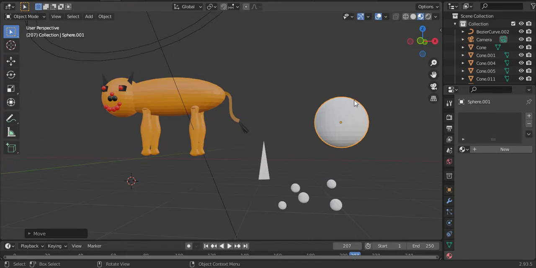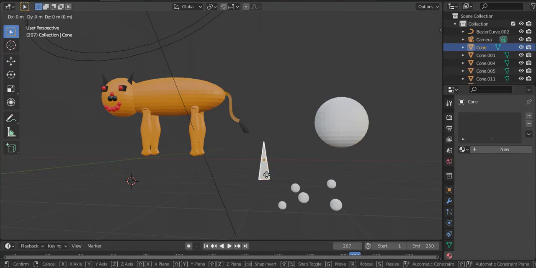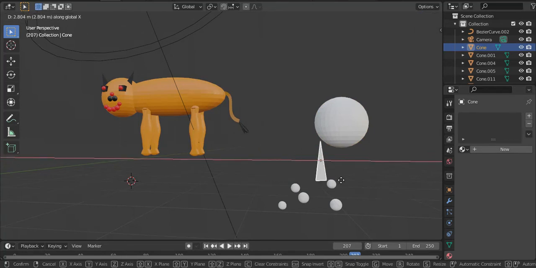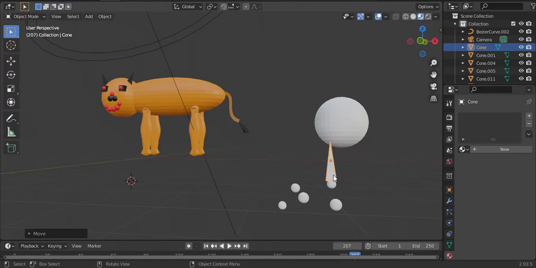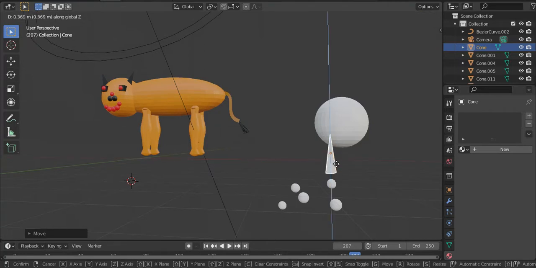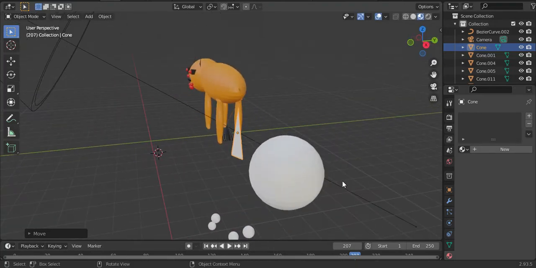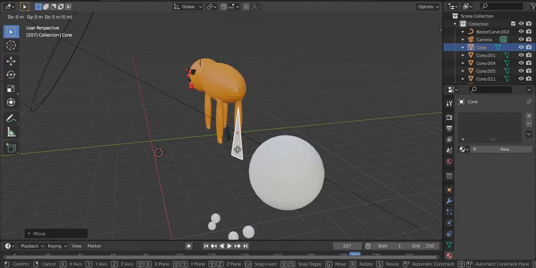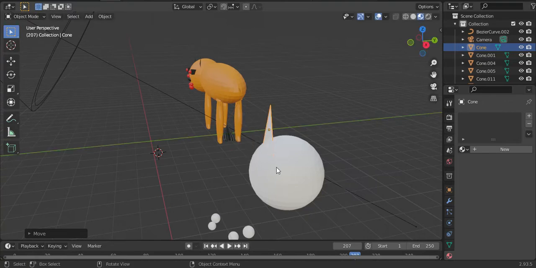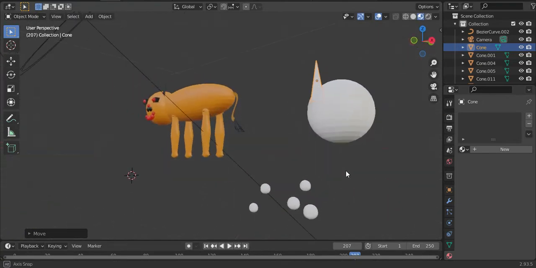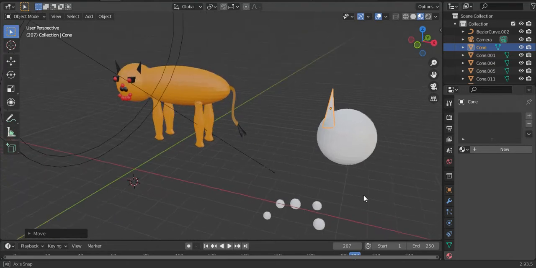For that we have sphere. Now let us move this cone to make the ear. For that I am using G, X and moving it along X axis and G, Z to move the cone along Z axis. Now just check whether it is placed correctly. No. Now on the Y axis we have to move it using GY and now it is placed correctly.